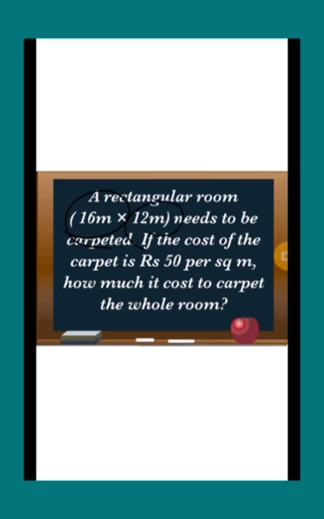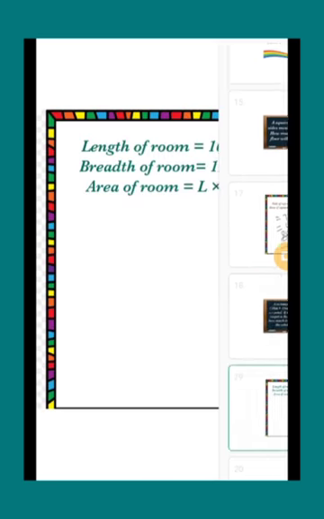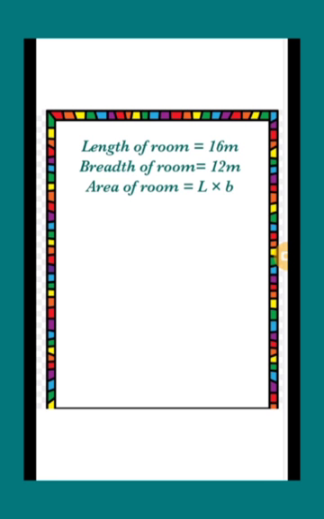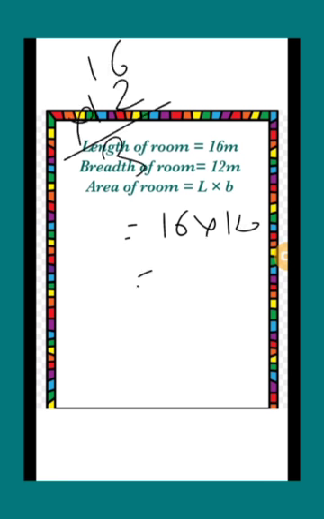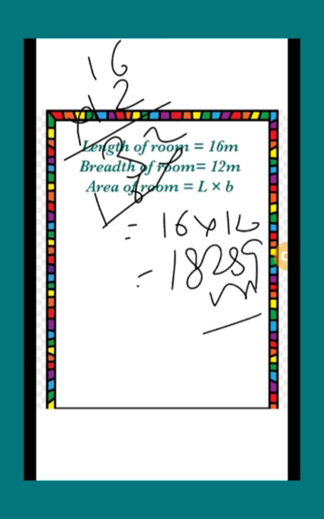Okay. So let's start. The length of room is 16 cm, breadth of room is 12 cm, so area of room is equal to 16 multiply 12. When we multiply 16 by 12, then we will get 182 square meter is your area.